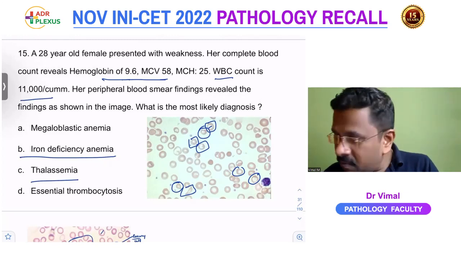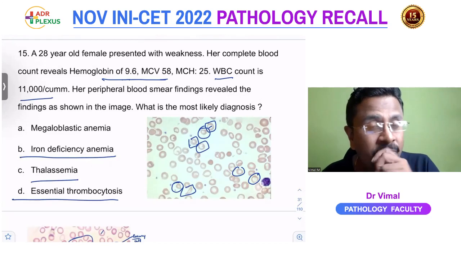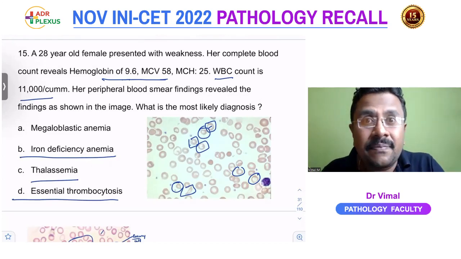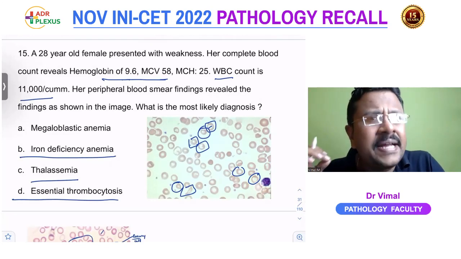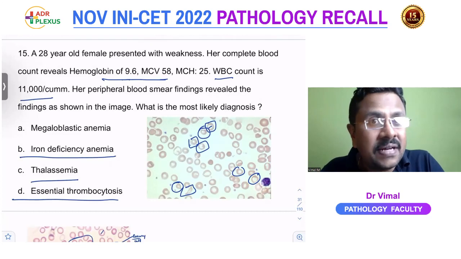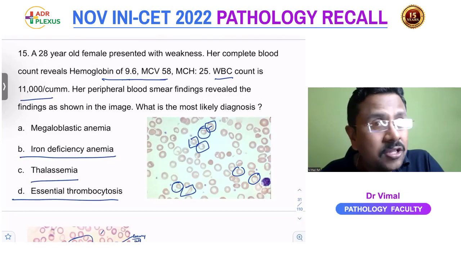And essential thrombocytosis, I think one question was asked in the afternoon session. What is essential thrombocytosis? It comes under the chronic myeloproliferative disorders. Platelet count will be increased, somewhere around 10 lakhs or 11 lakhs. So that kind of increased platelet count will be there in case of essential thrombocytosis.